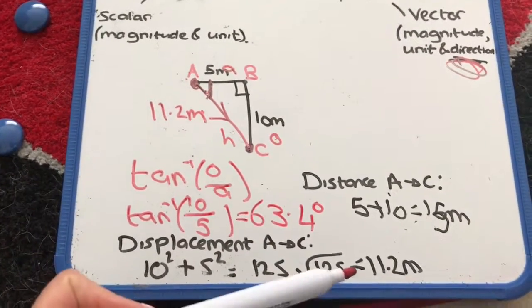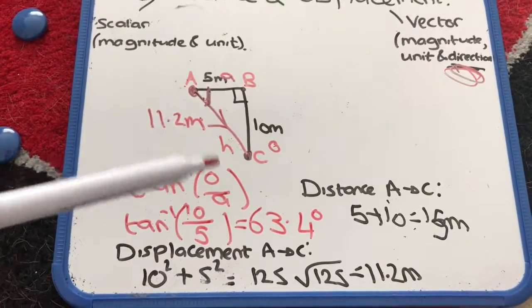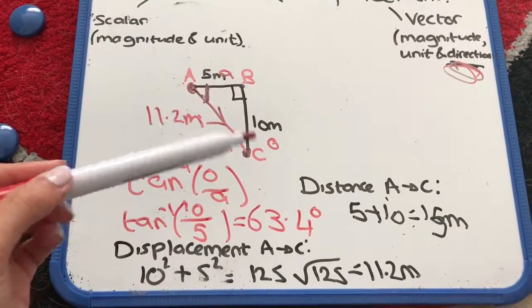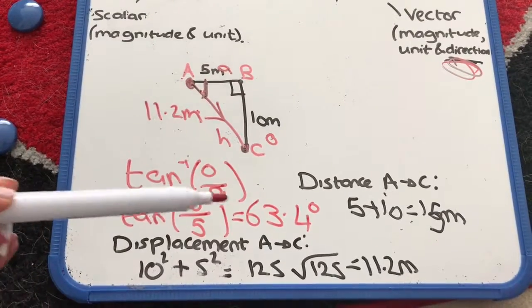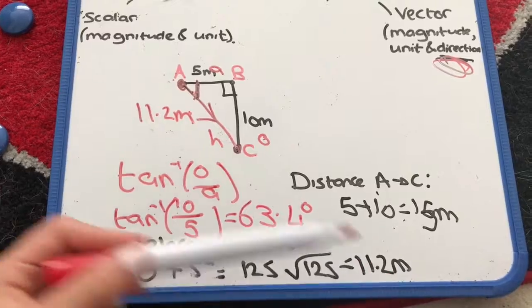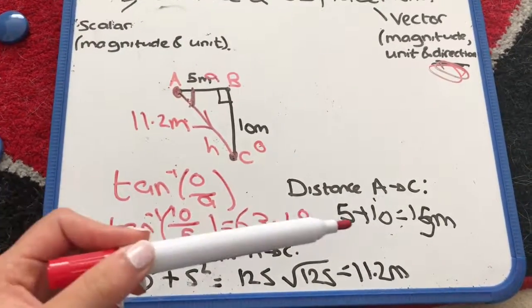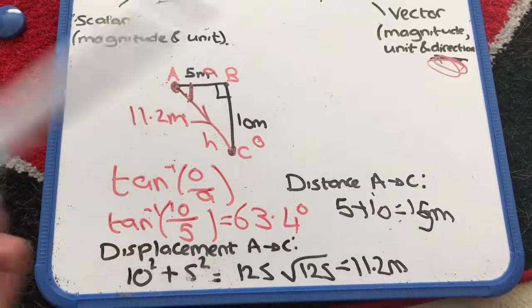So overall, I can calculate my distance, which is pretty easy. Displacement is also easy using Pythagoras. And my angle, the direction, is simply the angle relative to the horizontal, which I found using simple trigonometry rules. So that is your answer. Your displacement is 11.2 meters, 63.4 degrees from the horizontal position, and my distance from A to B to C is 15 meters.